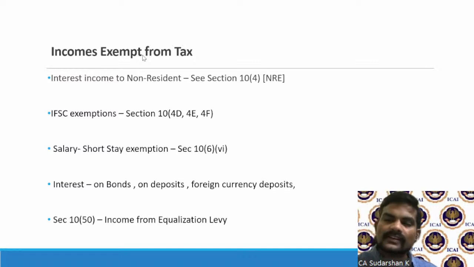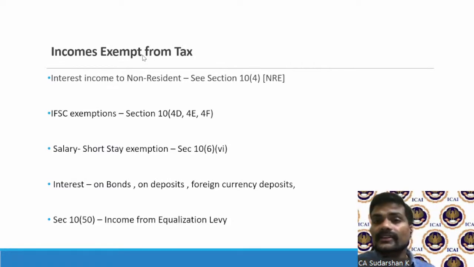That's why you also have a similar deduction available for IFSC units under Section 80LA. Similar to 10AA, you also get a tax holiday deduction for IFSC units. And for investors in IFSC units, who are predominantly non-residents, any income that you get from these IFSCs, they are trying to give exemption under 10 clause 4D, 4E, 4F.